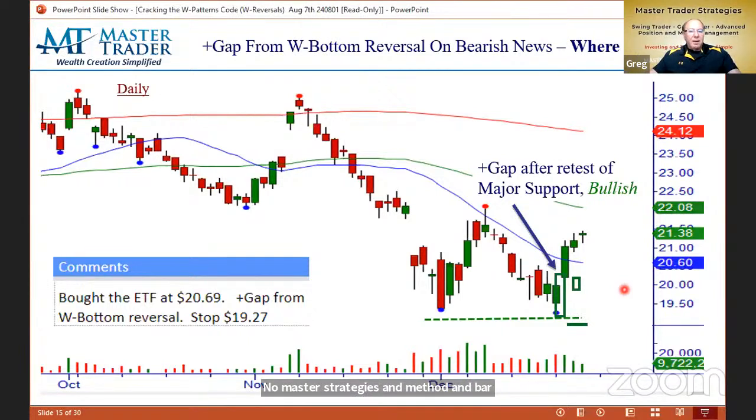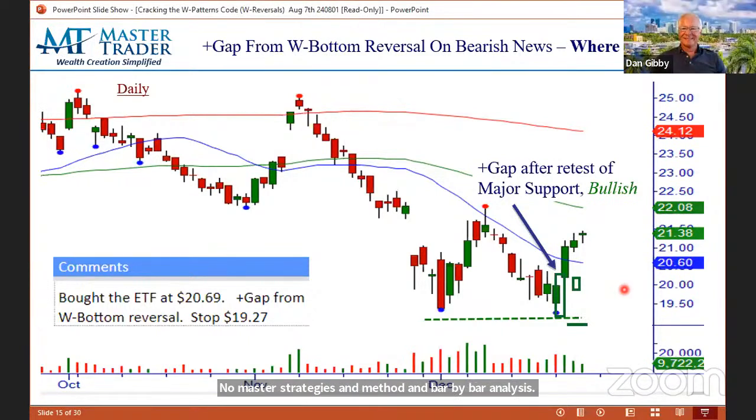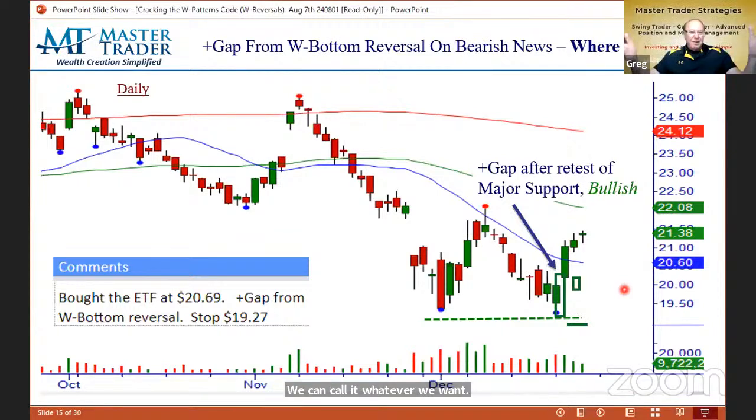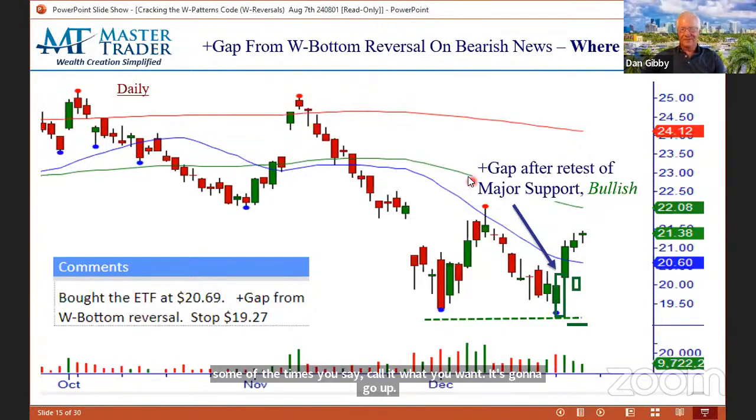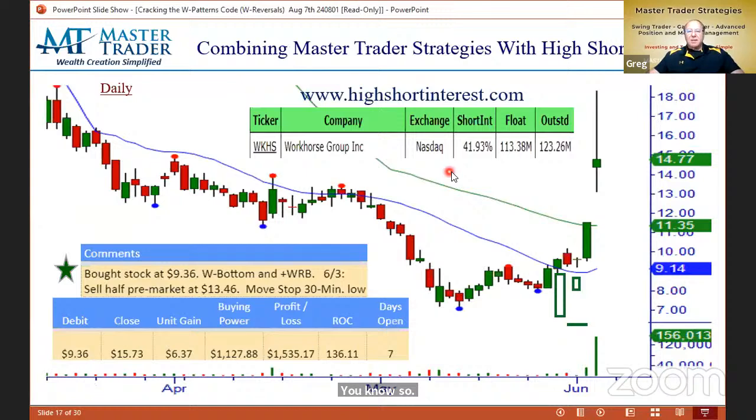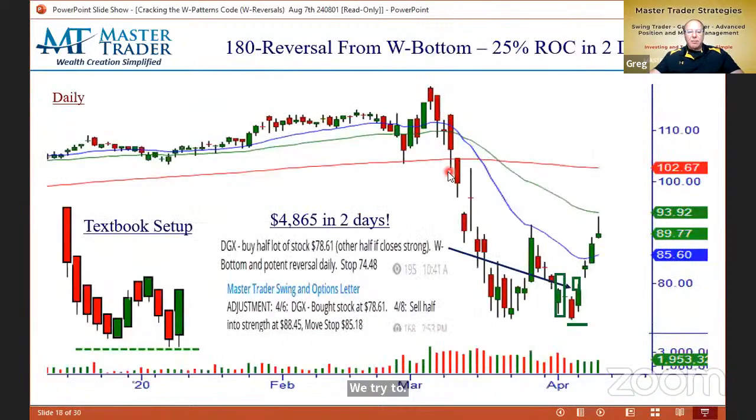it whatever we want. You can call it a flying Johnny. Right? It doesn't matter. You can make up your own marketing names. The thing is, as you learn this, you understand what's going on, regardless of what you call it. Sometimes you say, call it what you want, it's going to go up. So we try to simplify things so you don't get what I like to say, brain damage.